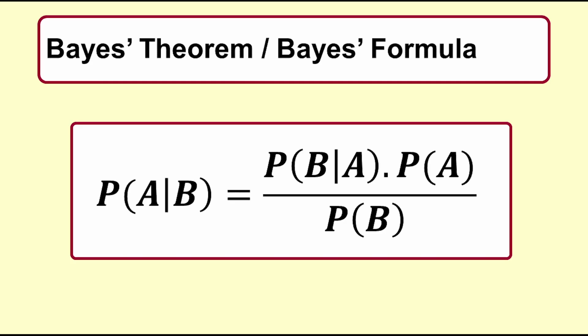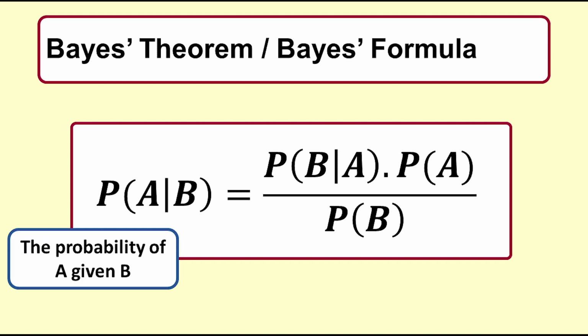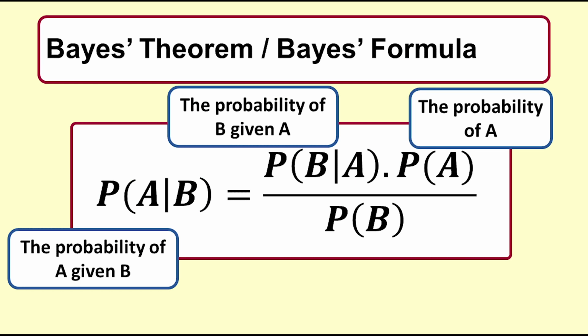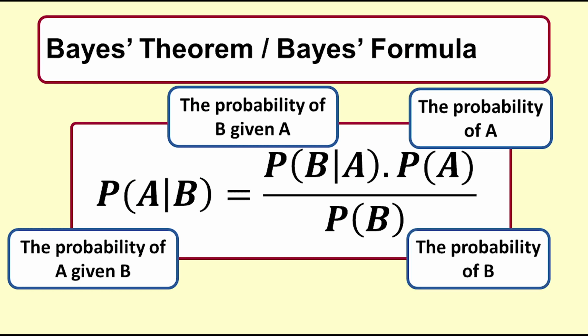Here is Bayes' theorem, which is stated as a formula. The probability of A given B equals the probability of B given A times the probability of A, all over the probability of B. We will illustrate this with some objects made out of coloured bricks.